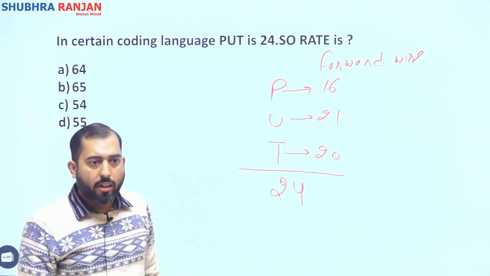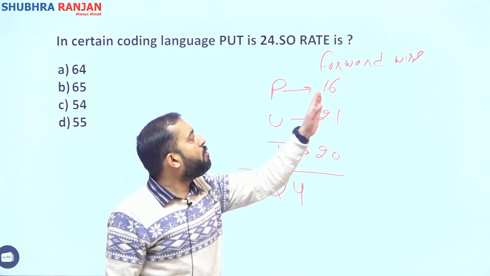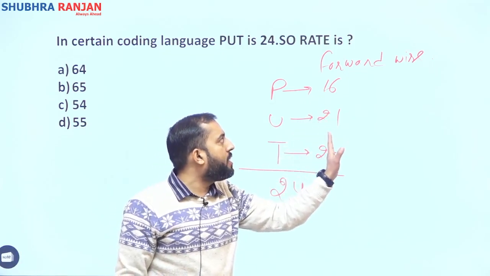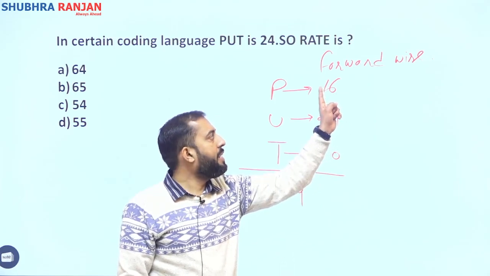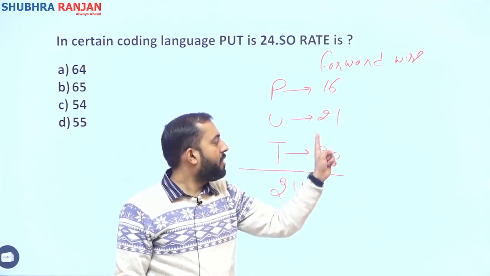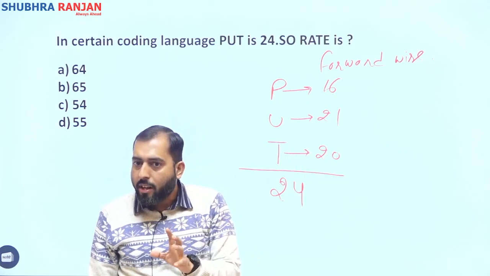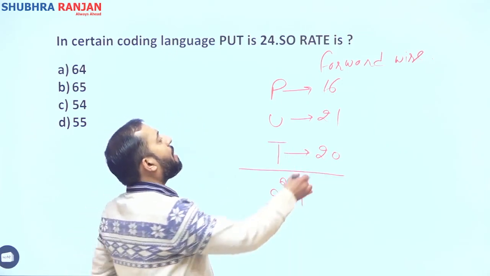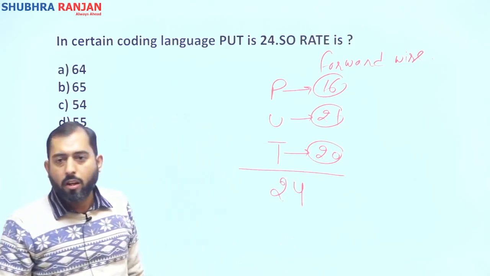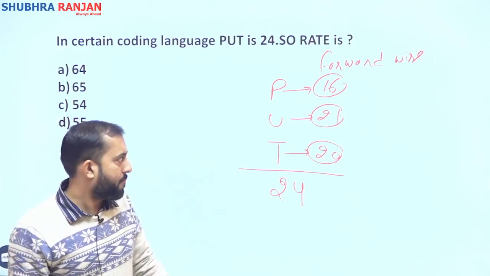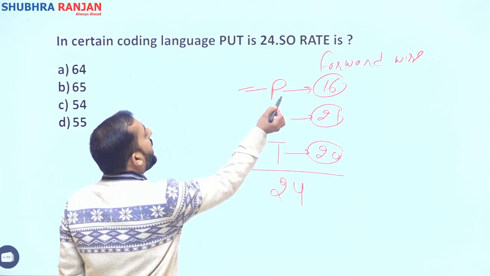Okay. Now, if I do 16 plus 21 plus 20, 16 plus 21, 37, and 20, 57. Can I do something with these numbers to get 24? Yeah. Now, talk about their backward wise.